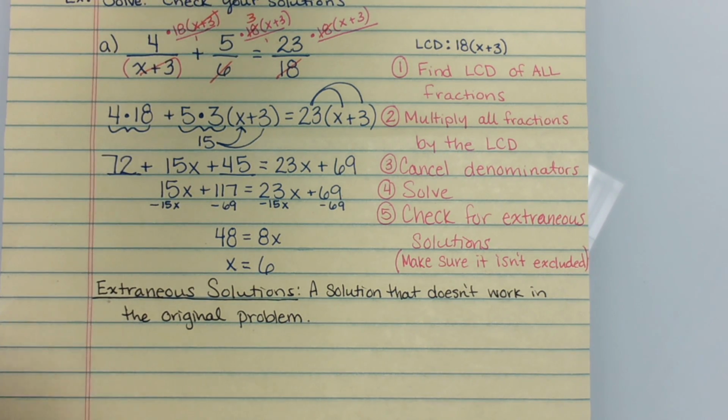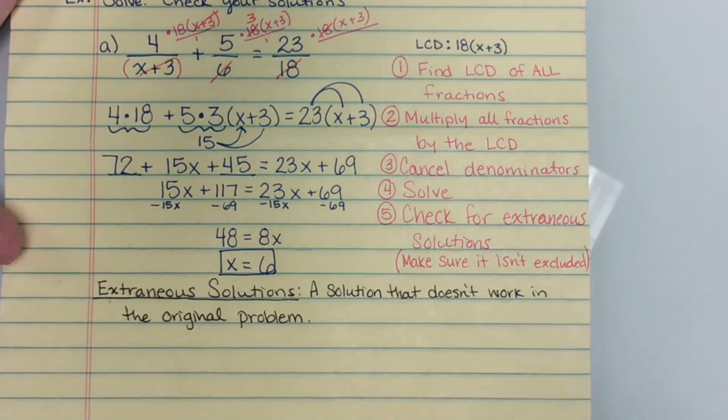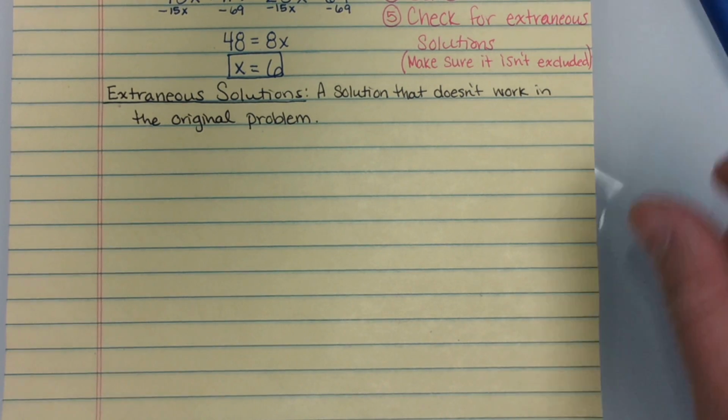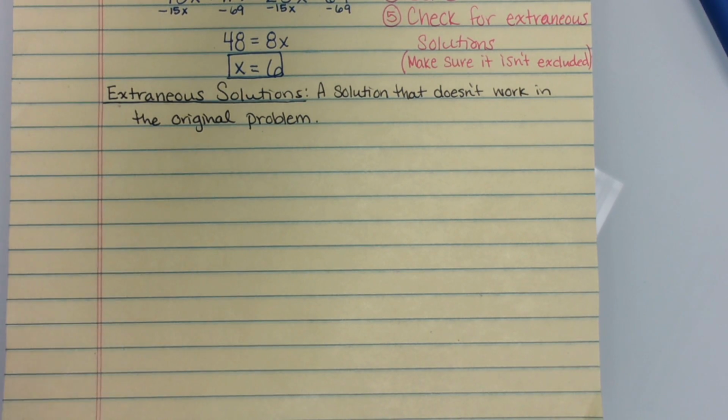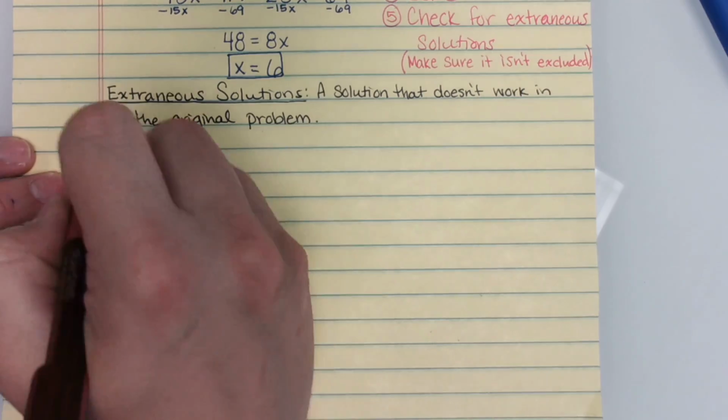I just have to double check that it doesn't make any of my denominators equal to 0. Since it does not, that is a true solution. If it does make my denominators equal to 0, then it's not actually a solution. Okay.